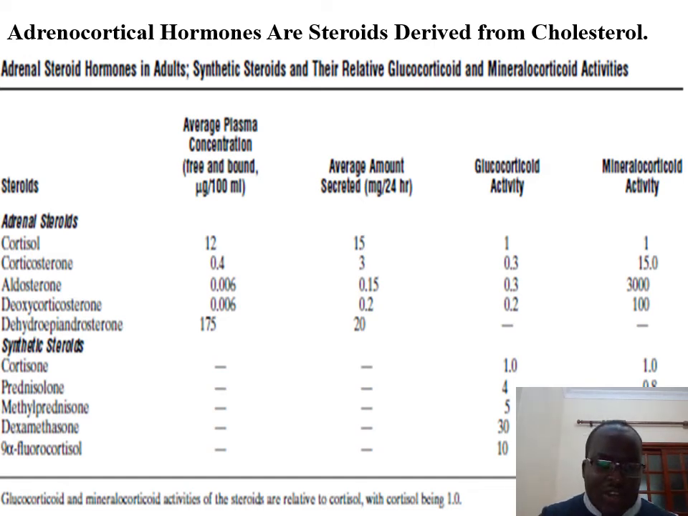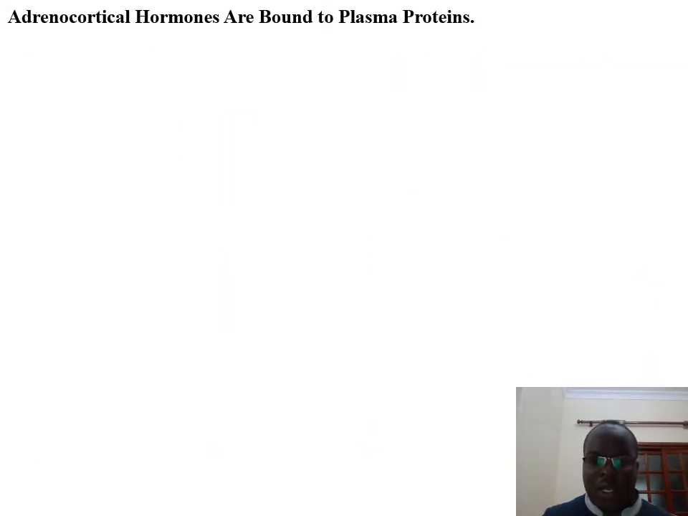Synthetic steroids, so these are the ones that are produced outside the body, so they will also have glucocorticoid activity and mineralocorticoid activity. Cortisone, for instance, has got glucocorticoid activity and mineralocorticoid activity of 1, 1, so you can see that. Prednisolone, it has got glucocorticoid activity of 4, mineralocorticoid activity of 0.5, so you can see prednisolone. So these are synthetic steroids that could be used. So that table, you can check it at your own time. So make progress.